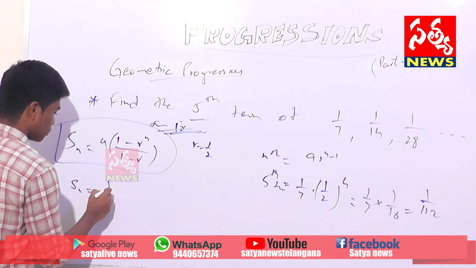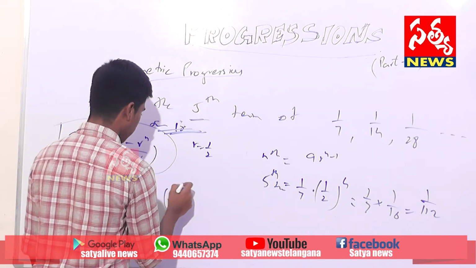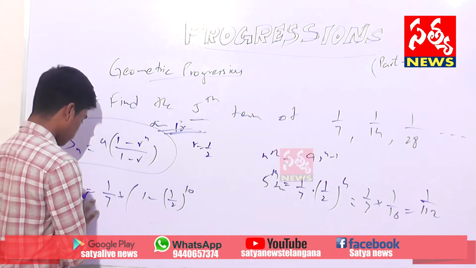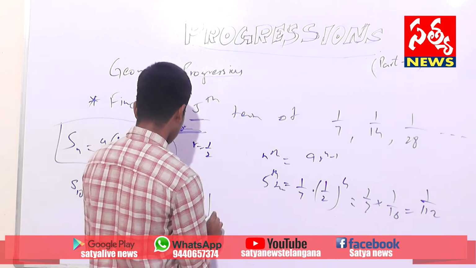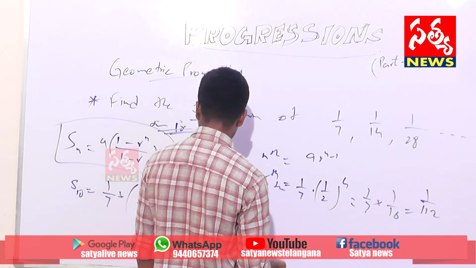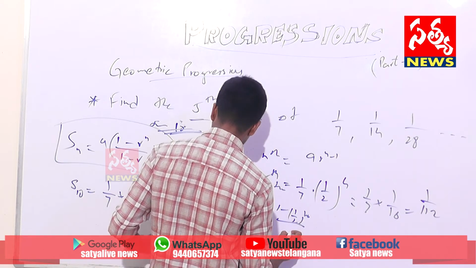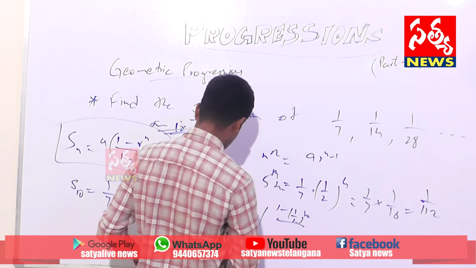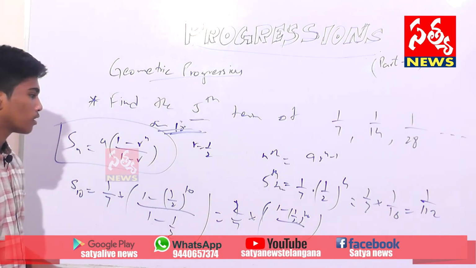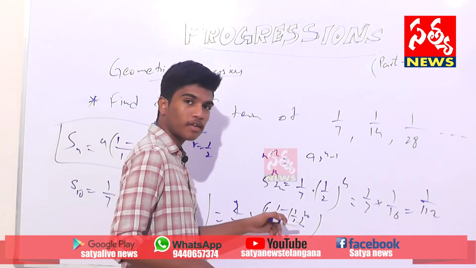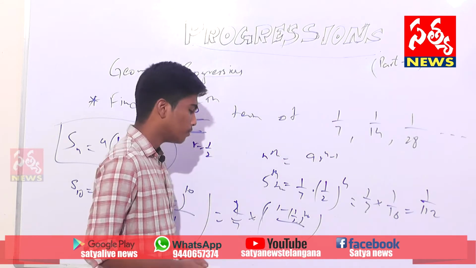So Sn is equal to A, which is 1 by 7, into 1 minus 1 by 2 whole power n. N is 10, right? Up till 10 terms we require, by 1 minus 1 by 2. One minus 1 by 2 whole power 10, by here 1 by 2, so we get 2 here. This is our answer. In exam, the answer will be in this form only. You can't simplify it, right? 1 by 2 power 10 means it gets a big value.